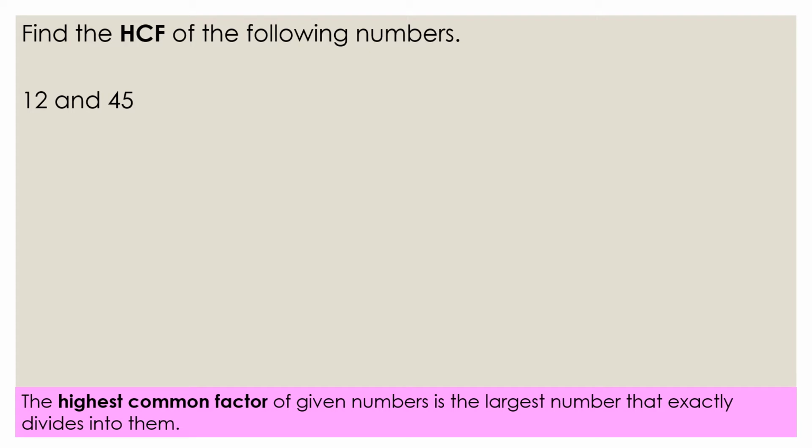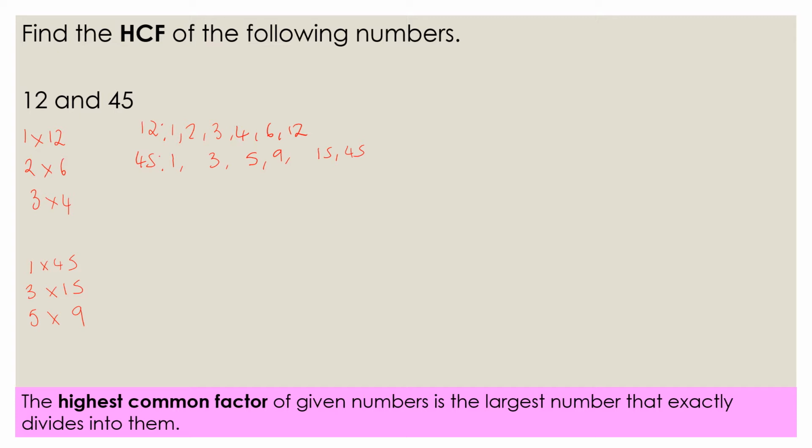Okay, now we're going to recap how to do the highest common factor. So there's two methods. The first method is doing a list, where you're going to write down your multiplications that would give you those numbers. So the factors of 12 are 1, 2, 3, 4, 6 and 12. If I'm doing 45, my factors of 45 are 1, 3, 5, 9, 15 and 45.